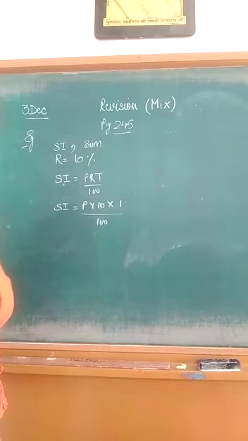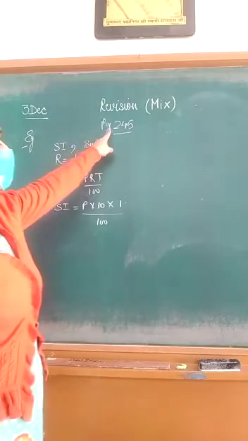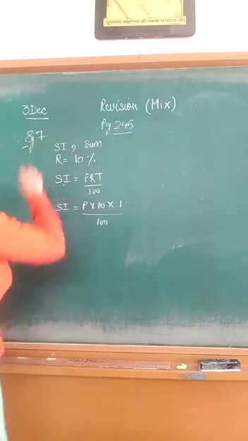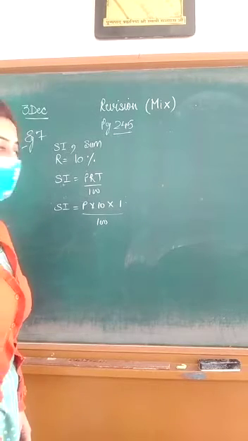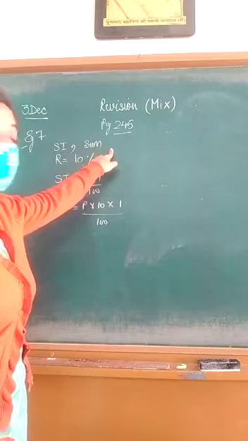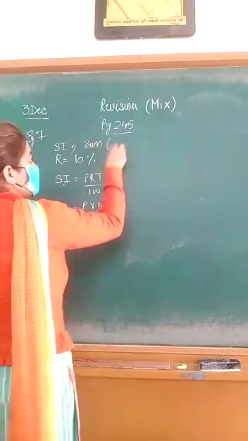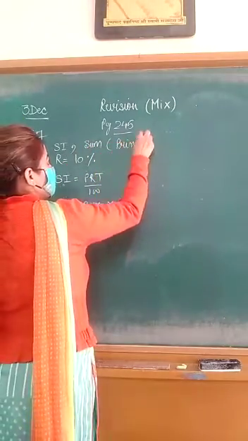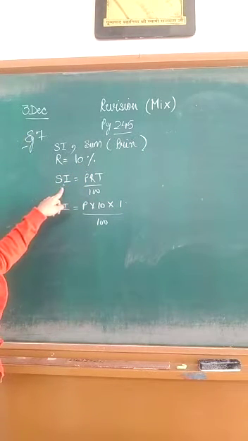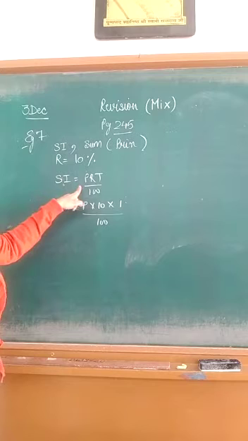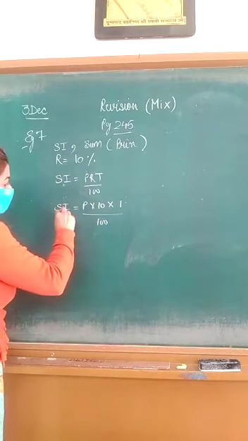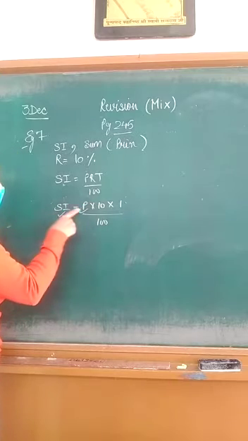Now let's discuss one example. Example page number 245, example number 7 we are discussing. In this example you have to draw the graph that shows the relationship between the simple interest and the sum deposited. Sum deposited is also called principal. Rate is given to you, that is 10%. So we are using the formula here, simple interest is equal to PRT upon 100. You have to draw the graph between these two, simple interest and principal.